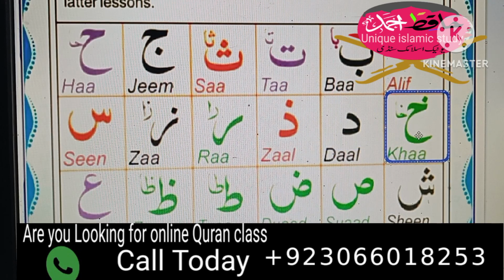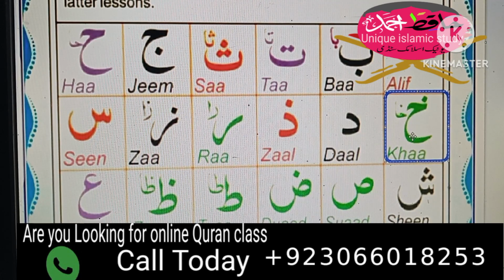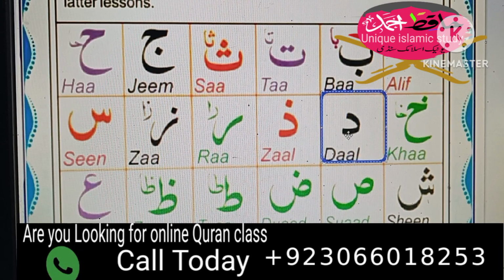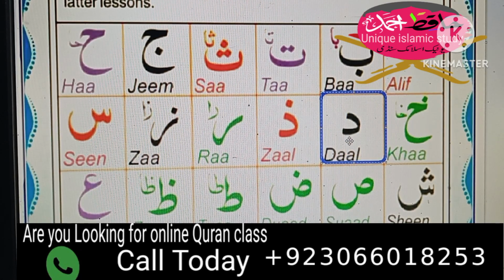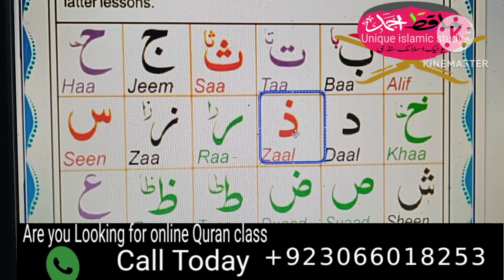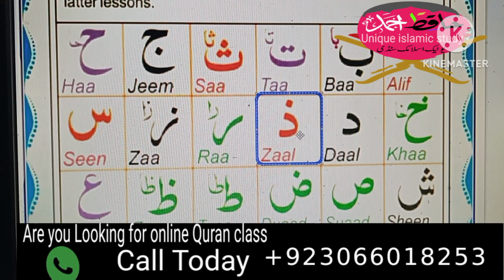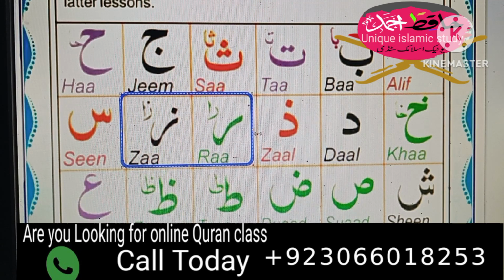Once we repeat again. Khaa. Please read after me. Khaa. Dal. Zal. Please read after me. Zal. You will focus on the two letters. There is the one dot, there is no dot. The same, similar letters. So you will be focused by the dots.